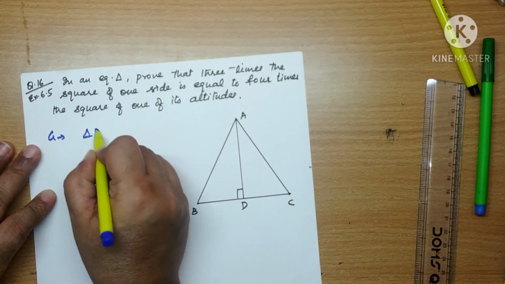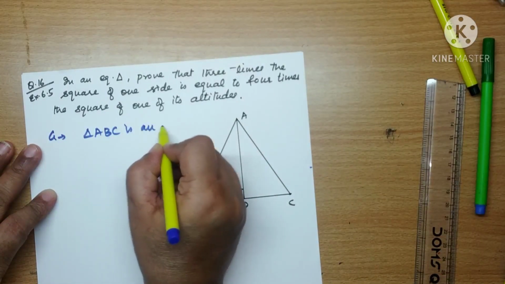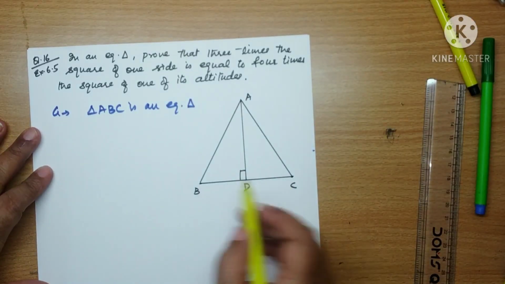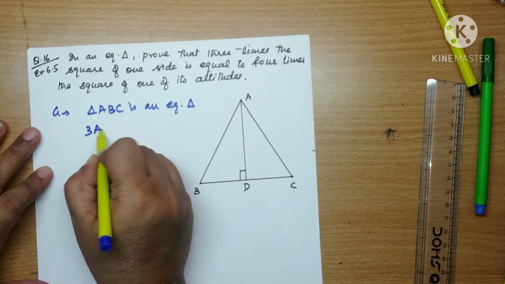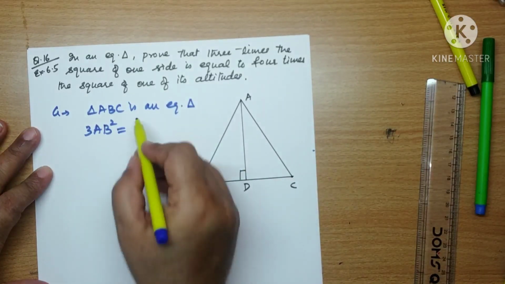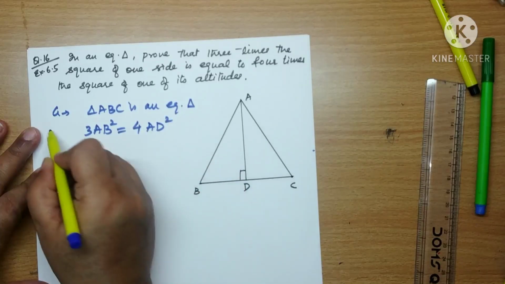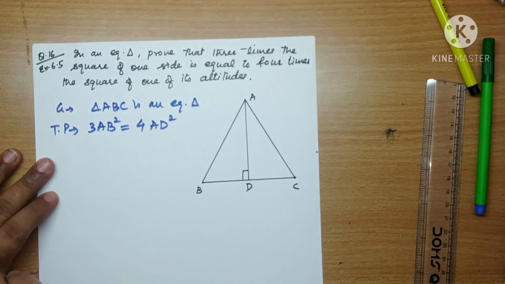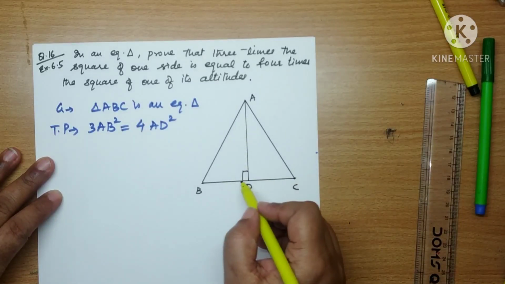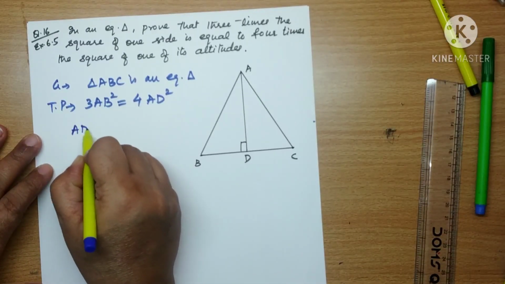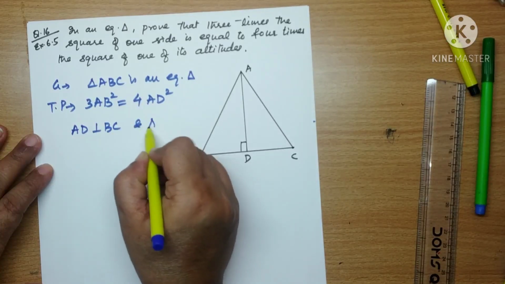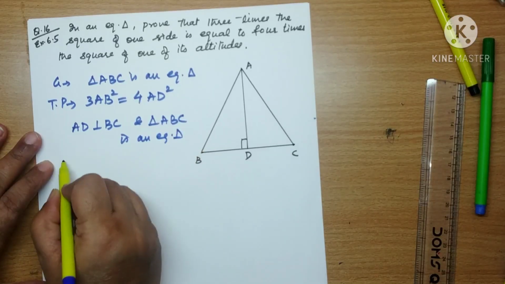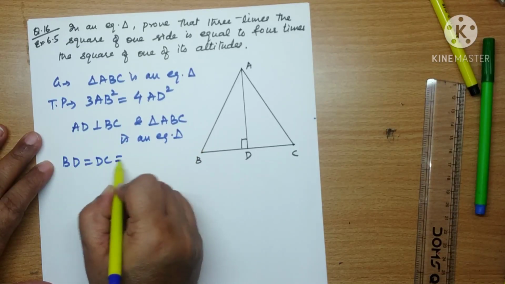Given triangle ABC is an equilateral triangle, we need to prove 3 times the square of one side, that is 3AB square, is equal to 4 times the altitude square. So this is what we need to prove. AD is perpendicular to BC. Now AD is perpendicular to BC and triangle ABC is an equilateral triangle. So obviously BD is equal to DC is equal to half of BC.